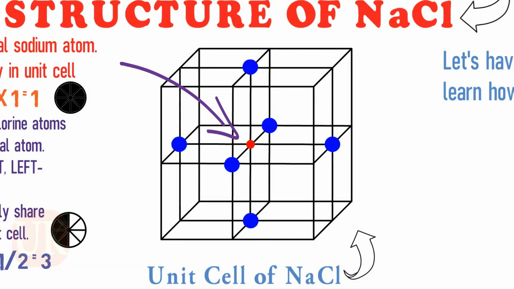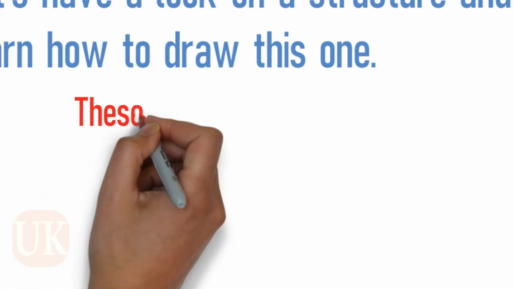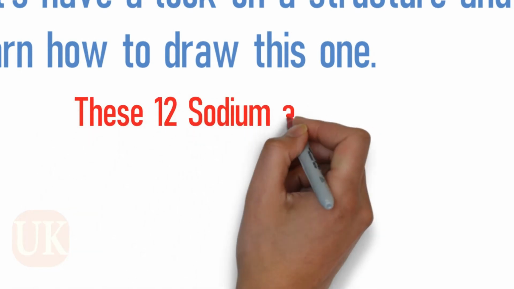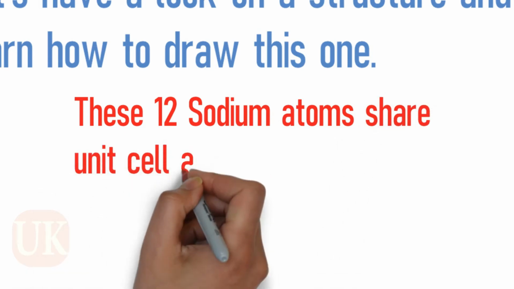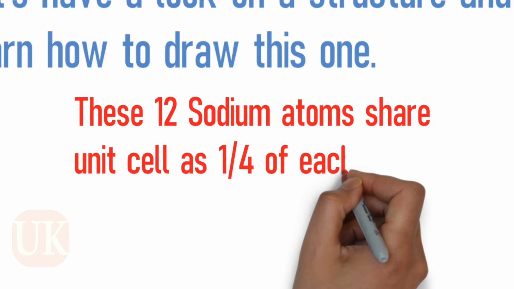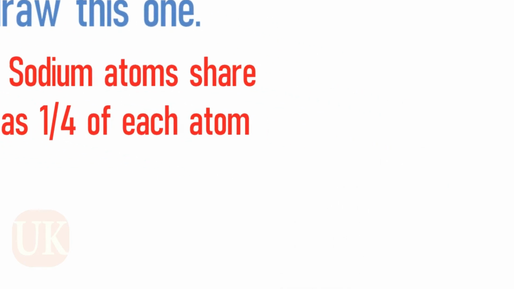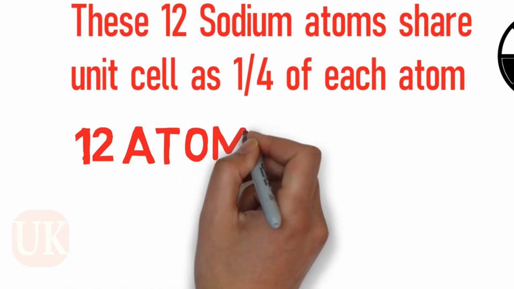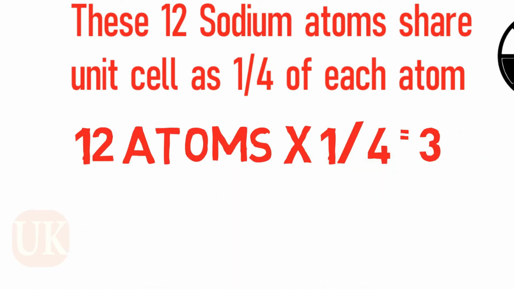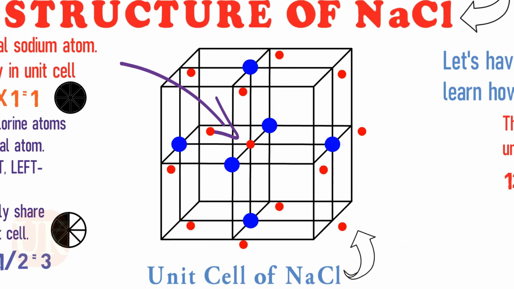Now you are going to see 12 sodium atoms which are also present in the unit cell. All atoms of sodium and chlorine are present in alternate fashion. These 12 sodium atoms share 1/4 part of each atom. So we can calculate these atoms as 12 atoms multiplied by 1/4. So they are 3 in number. Let's see these 12 sodium atoms.